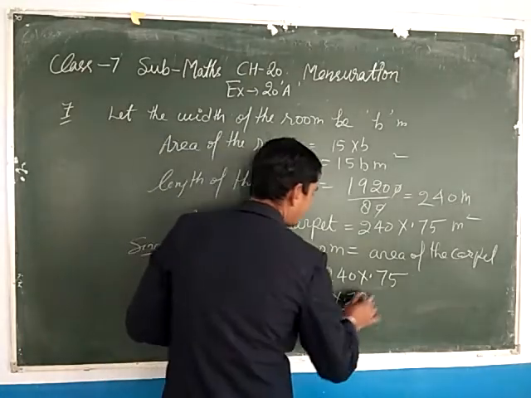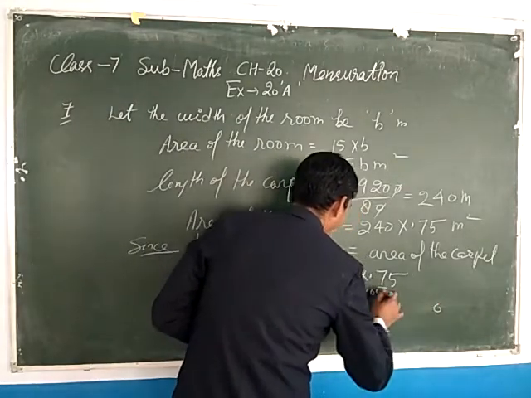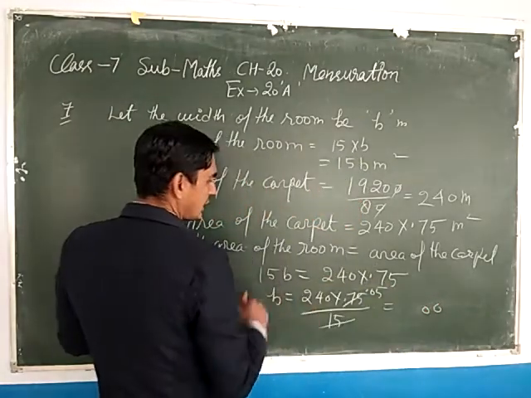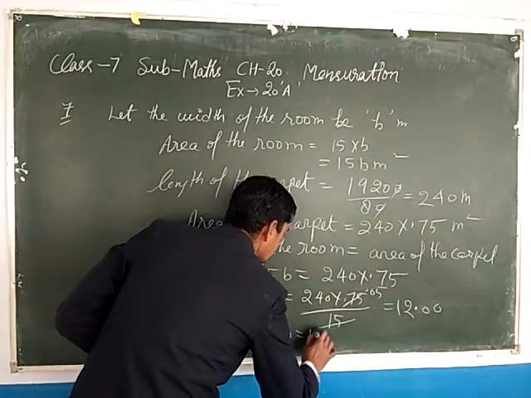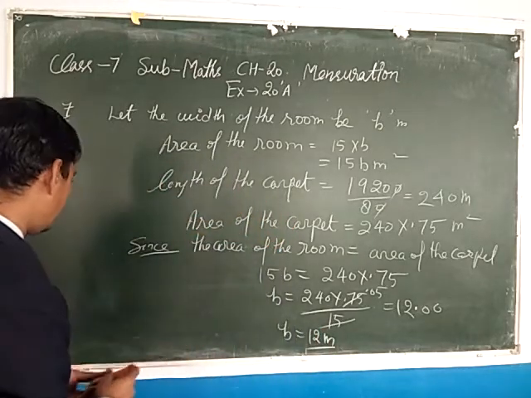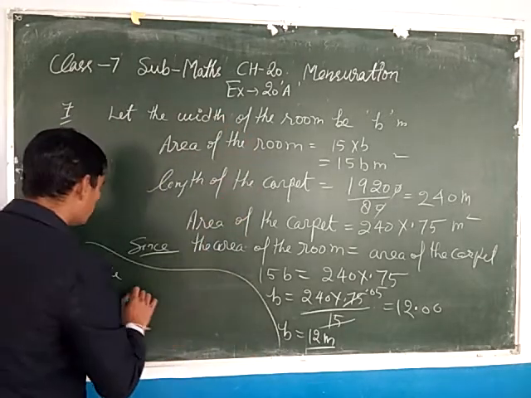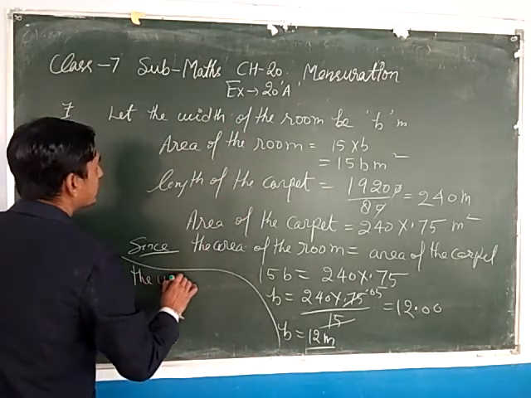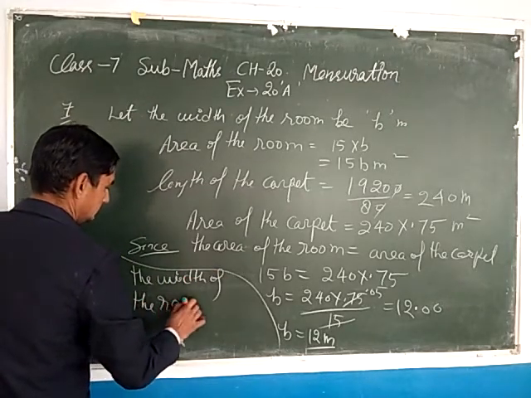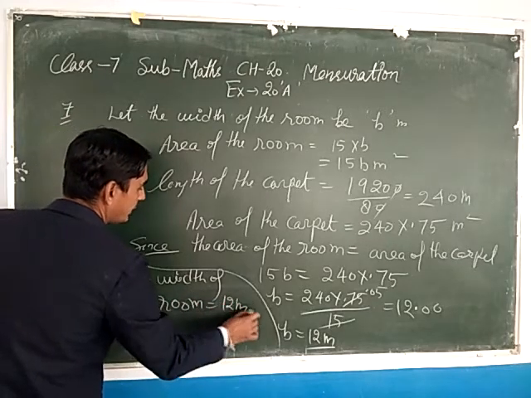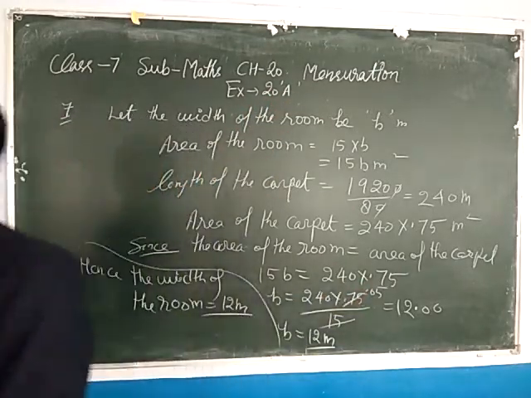And you know very well 15 fives are 75. So 5 0 0, 5 fours are 20 and 5 twos are 10 to 12. After 2 digits we take a point. So b equals 12 meter. So hence the width of the room equals 12 meter. This is the required answer. So everyone clear, beta? Now after this, see the next question.